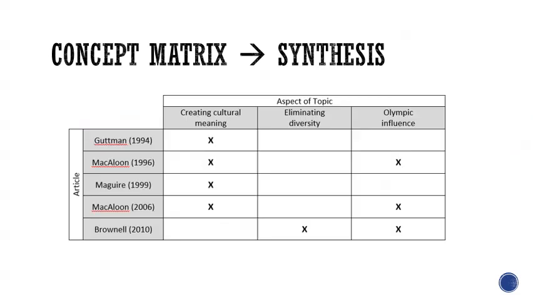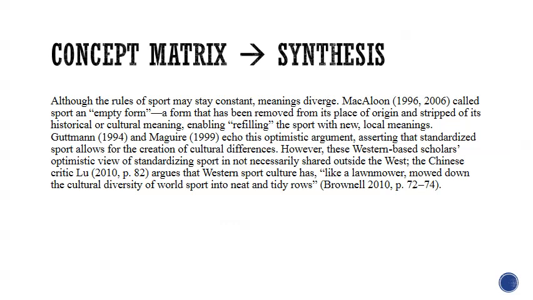In this second example about the globalization of sports, we can see a pretty clear split in our sources. These 4 are all talking about how globalization can create cultural meaning for a sport, while this source is instead talking about globalization eliminating diversity. When you consider how to present the bigger picture of this research, you may want to explain these opposing ideas. Here is a short paragraph that does just that.